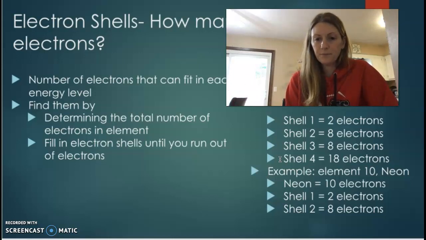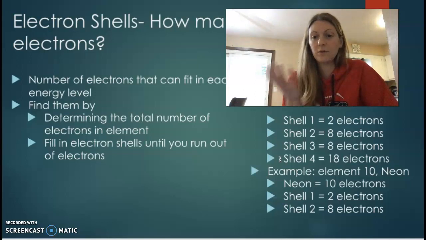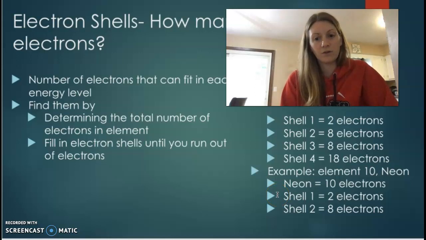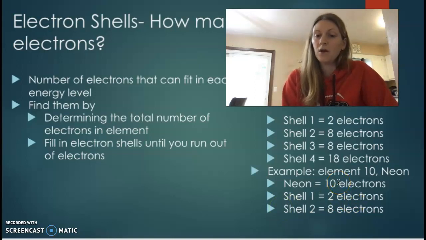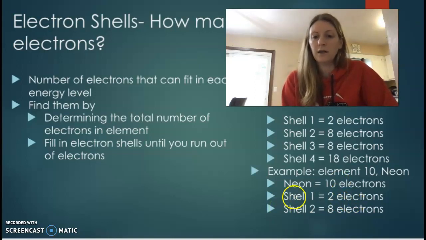So if we're going to look at an example with neon, it's element number 10, which means it has 10 protons, but it also has 10 electrons. So our first shell would contain 2 electrons, those are the core electrons, and then shell 2 would have 8 electrons. So because 2 plus 8 equals 10, we've used up all of our electrons. Shell 2 is our valence electrons because that's the outermost level. Shell 1 are our core electrons because those are inner and closest to the nucleus.